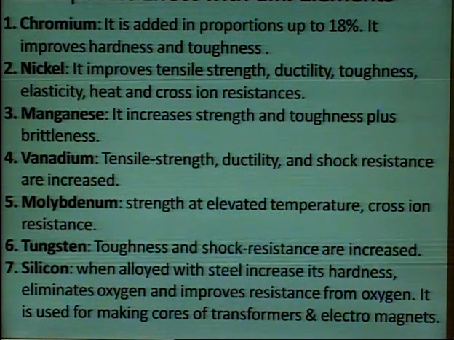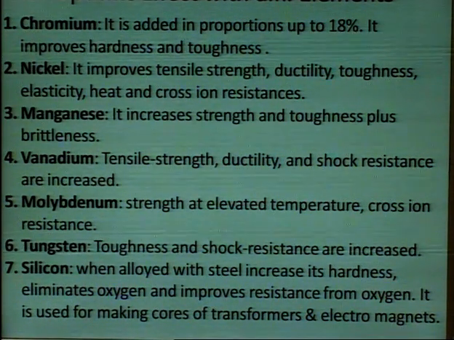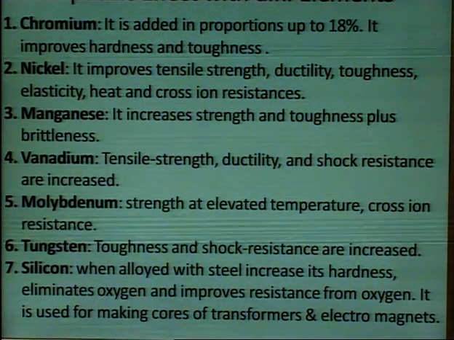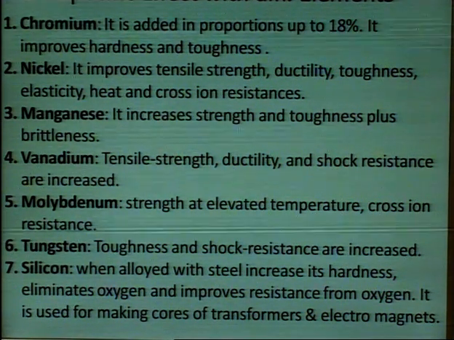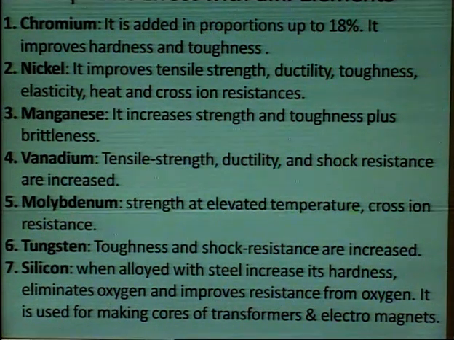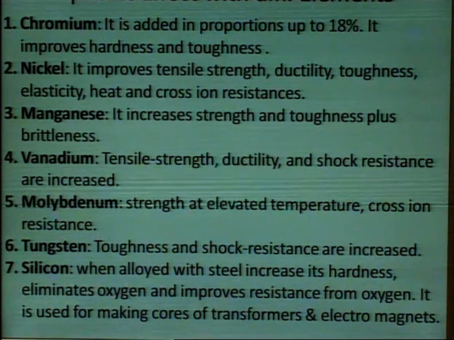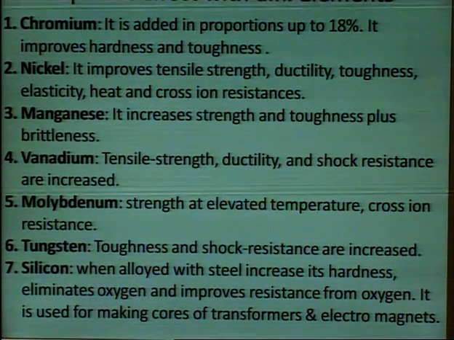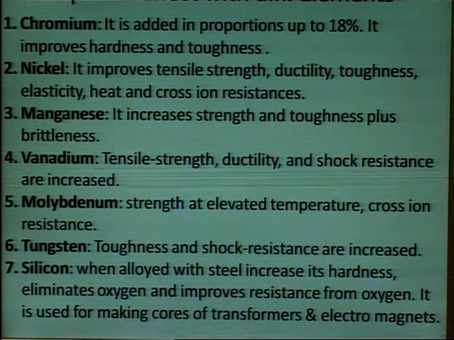So, when silicon or carbon is used in alloying, the rust free material is obtained.